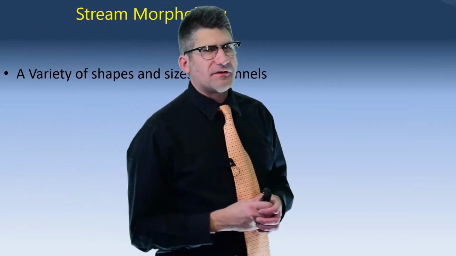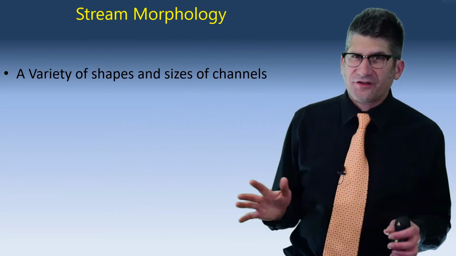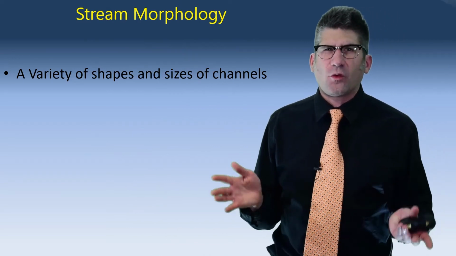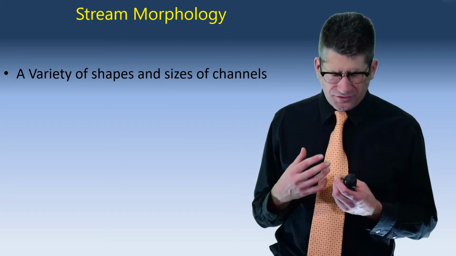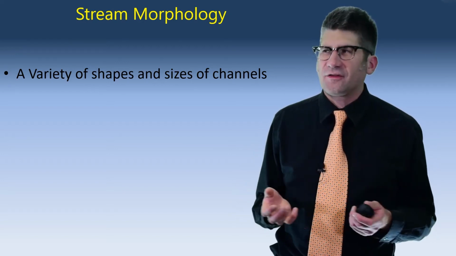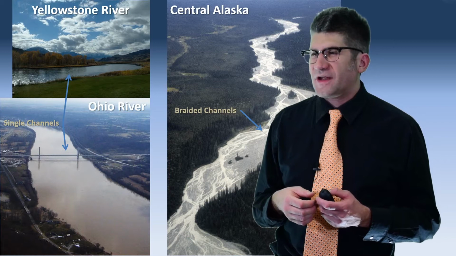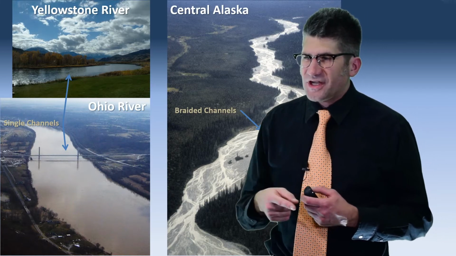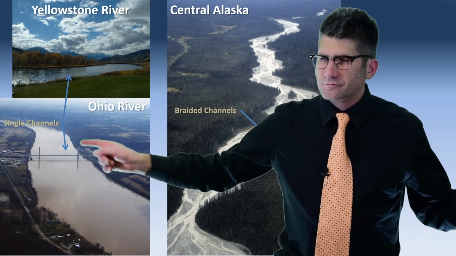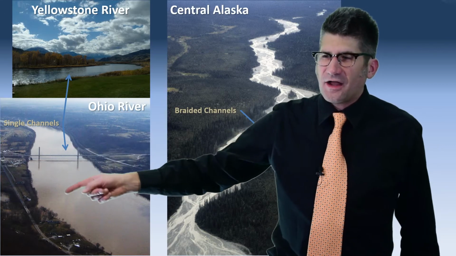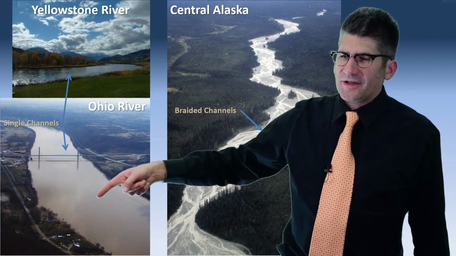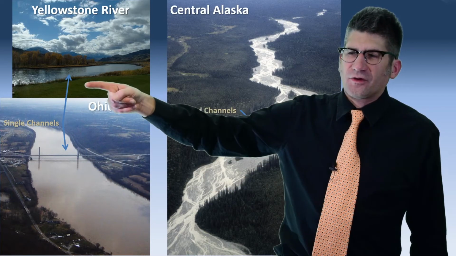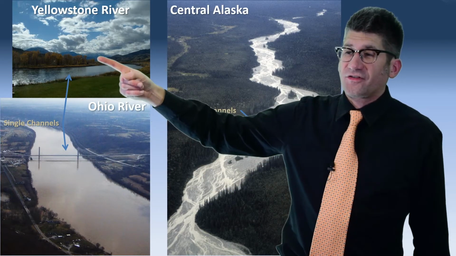Next foundational term, now that we've introduced some basics here, like discharge, shear stress, and water velocity, is thinking about the variety of channel morphology that we see around the globe. There's all sorts of different types of channels. We see some channels that have a single thread to them. So here's the Ohio River, a single big channel, and then a slightly smaller river here. Here would be the Yellowstone River, just a single channel.